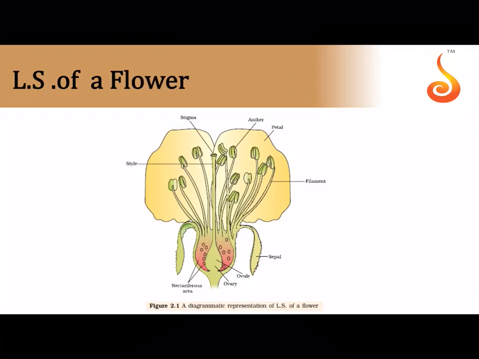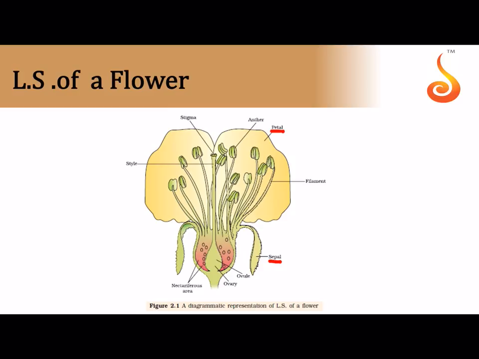So this is a diagrammatic representation of a longitudinal section of the flower. Now here you can see the sepal, that is the calyx. The entire ring of sepals is referred to as the calyx, and then you can see the petal. The entire ring or whorl of petals is referred to as the corolla. So the sepal and the petal make up the units of the accessory or the non-essential whorls of the flower or the non-essential parts of the flower.